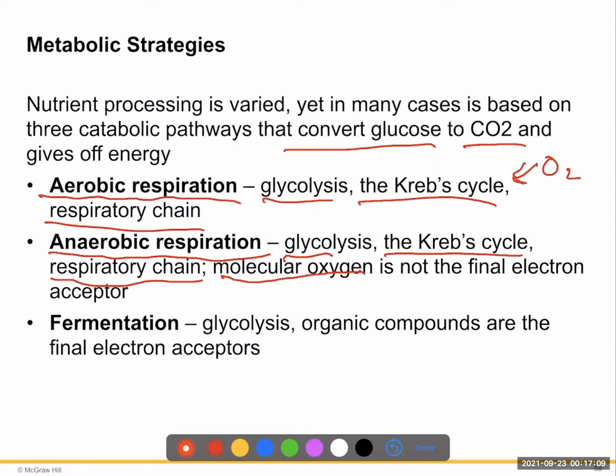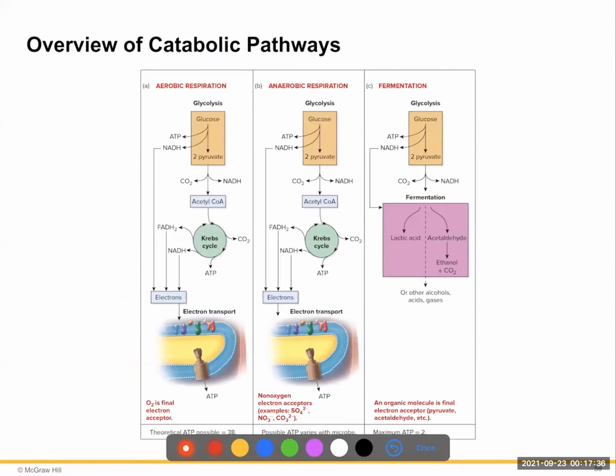Fermentation is how we make alcohol. We need that for the weekends, right? It's the only way you can survive sometimes. So fermentation is glycolysis, and then instead of going to the Krebs cycle, we go to organic compounds as our final electron acceptors. Usually for an anaerobic process it's sulfur or ammonia compounds, nitrogen. But fermentation is organic ones that accept, and that creates alcohols. So here's your aerobic respiration, here's your anaerobic, and here's your fermentation.